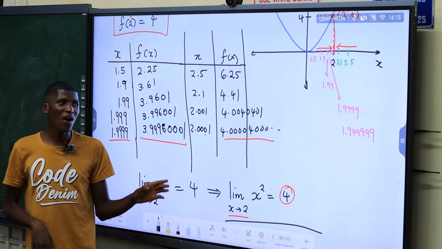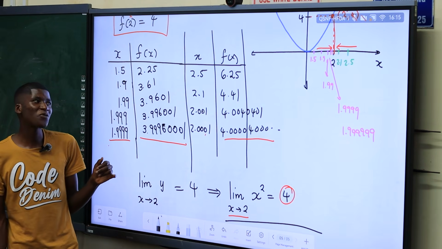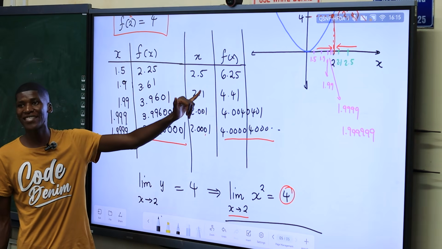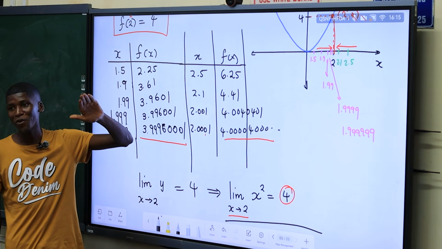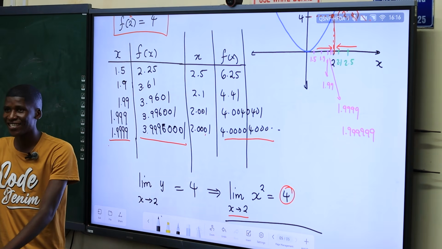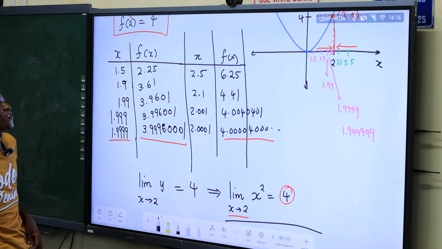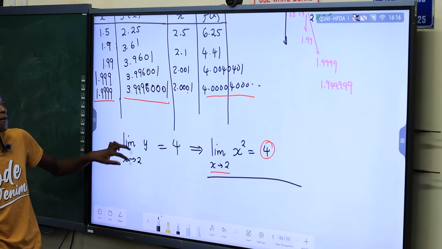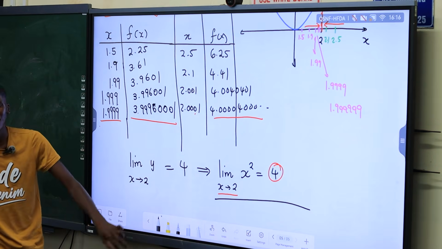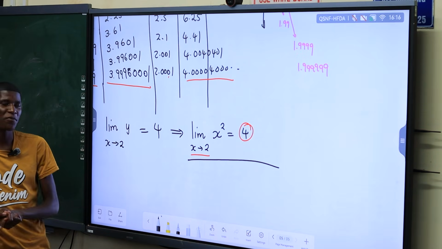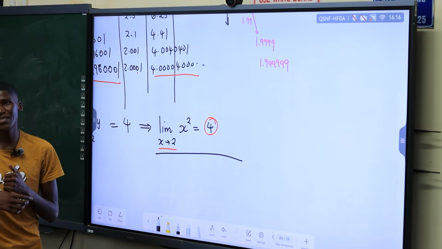You won't be able to do all these approximations without a calculator, right? So you must find a general way of solving any limit.